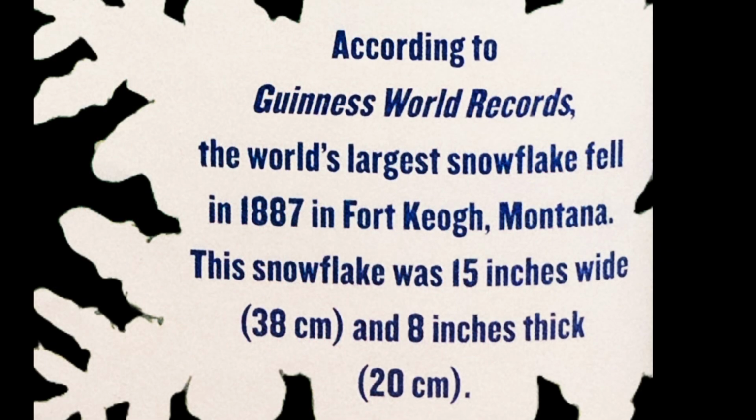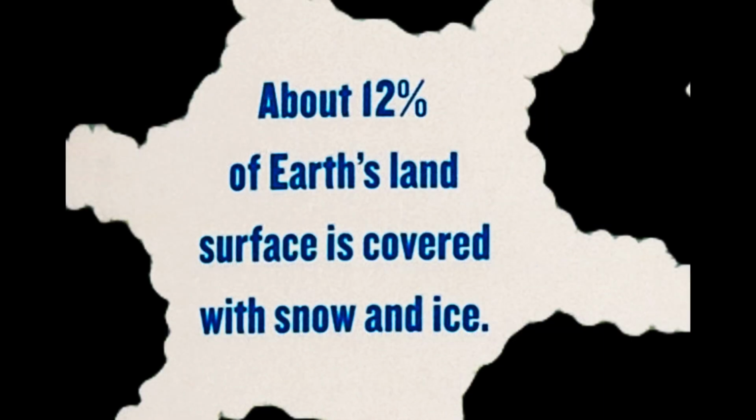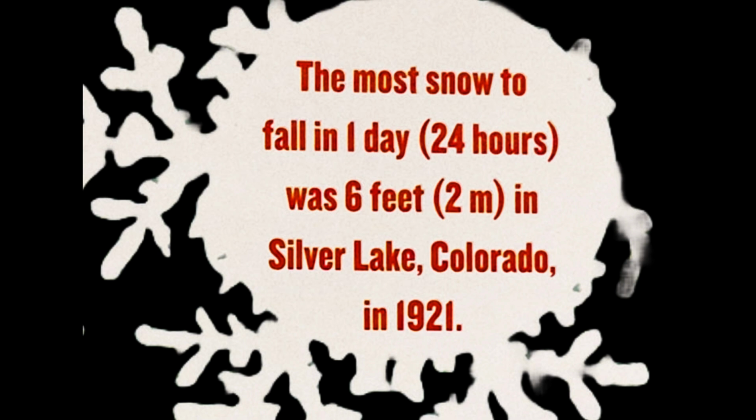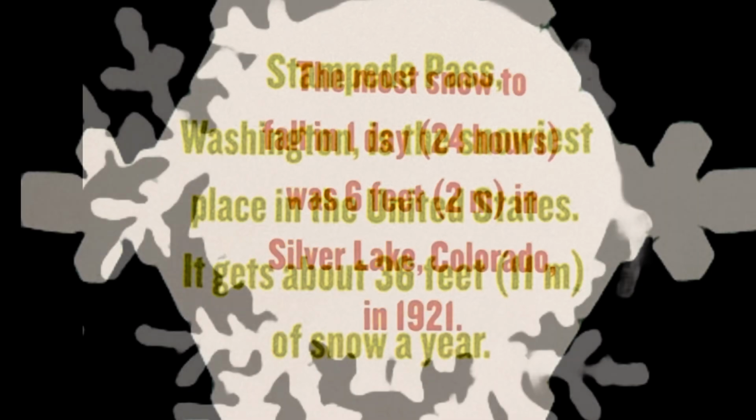According to Guinness World Records, the world's largest snowflake fell in 1887 in Fort Keogh, Montana. This snowflake was 15 inches wide and 8 inches thick. About 12% of Earth's land surface is covered with snow and ice. The most snow to fall in one day was 6 feet in Silver Lake, Colorado in 1921.